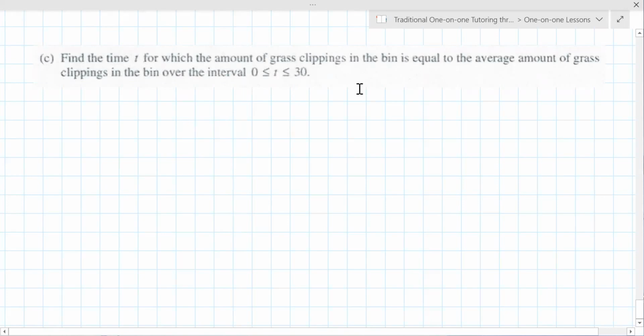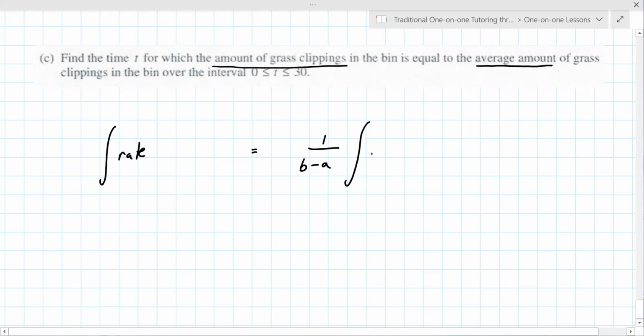So the amount of grass clippings is the integral of your rate. And then the average amount is 1 over b minus a times the integral of your rate. But in this one on the right, it's the entire interval, whereas for the one on the left, you're not sure, you go up to where you think it is. So you probably had some definite integrals where you find the average.